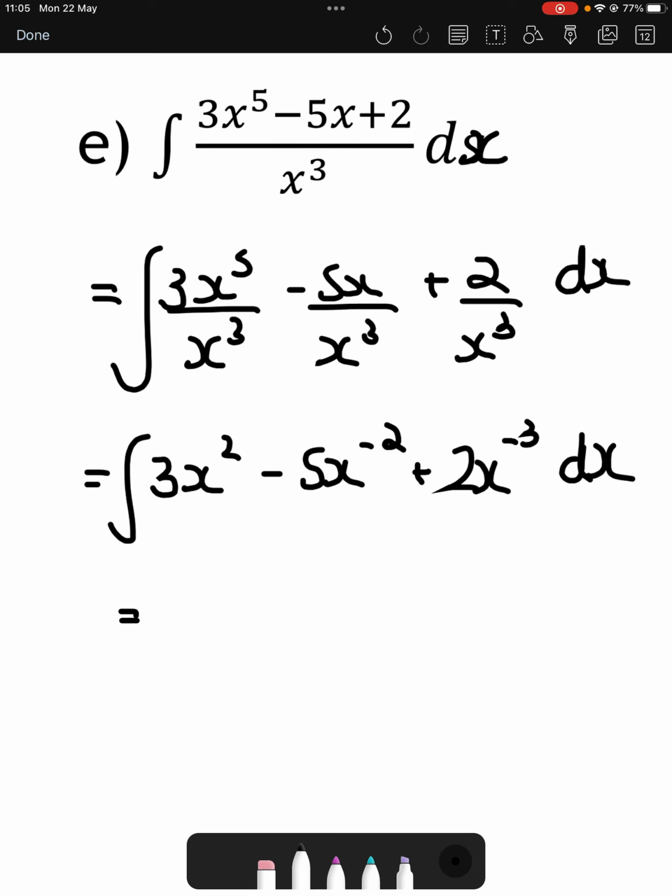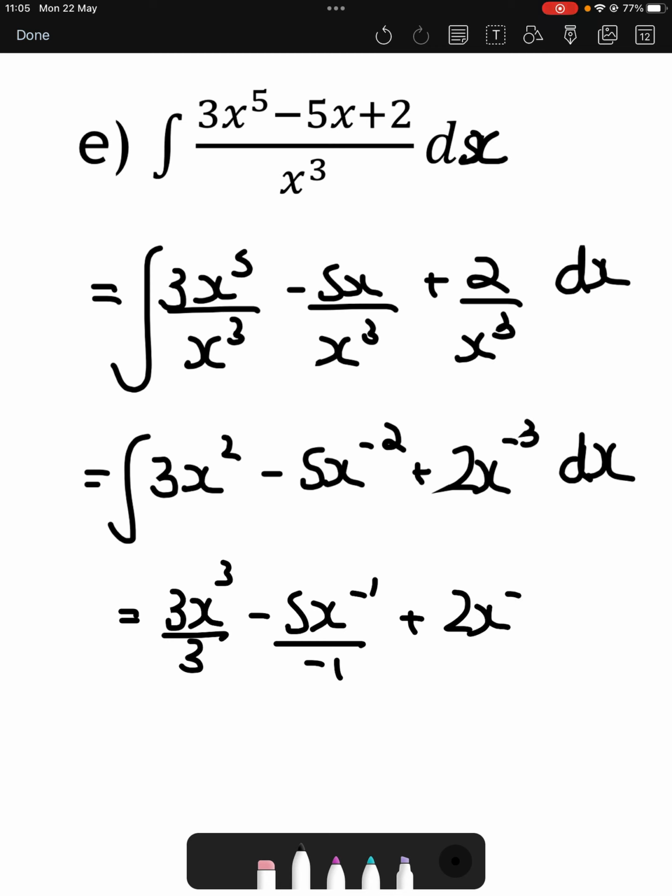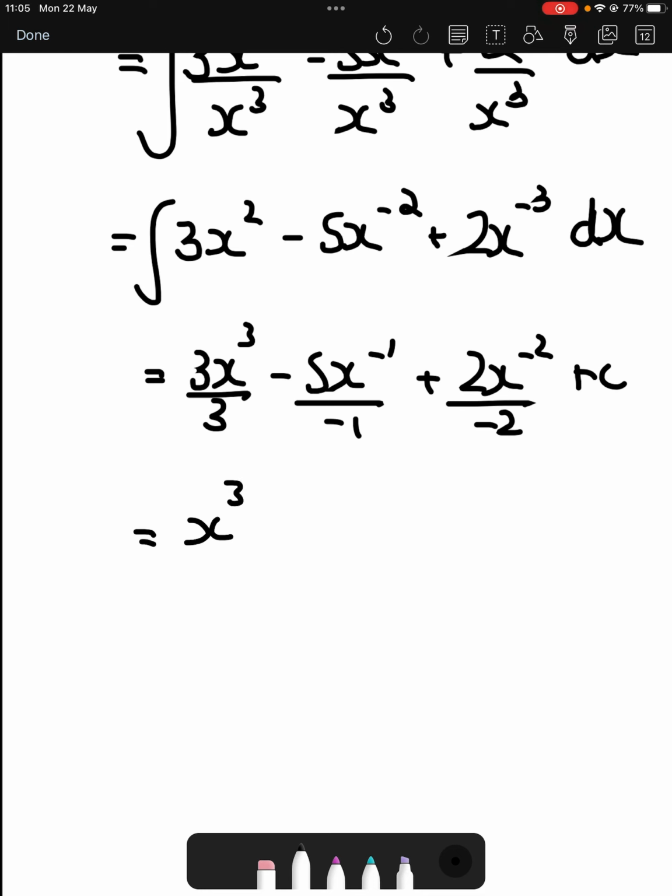Right, finally we can integrate it, so increase your power, divide by new power, increase your power, divide by new power, increase your power, divide by new power, plus c. Okay, tidy up. 3 over 3 is obviously 1. Watch out here, double negative. That's going to become a plus. And then that plus and a minus is going to become a minus, and the 2s will cancel.